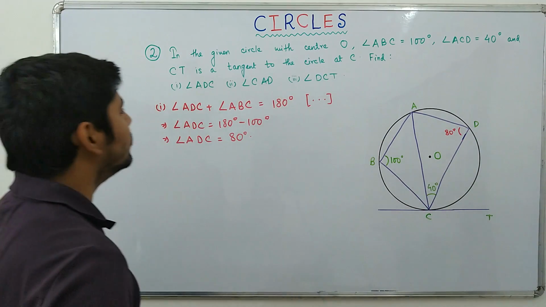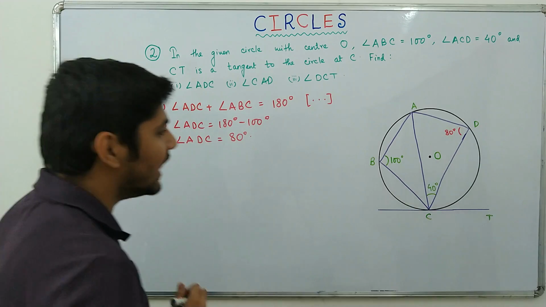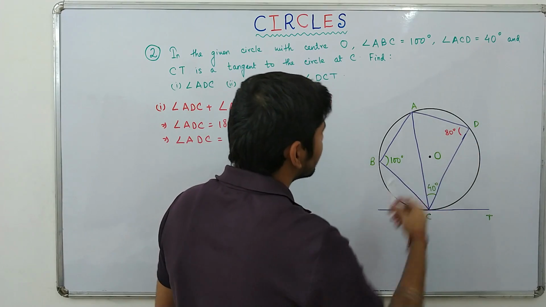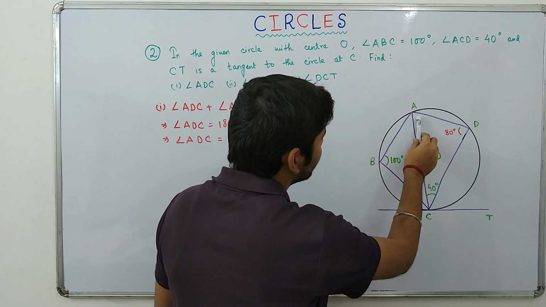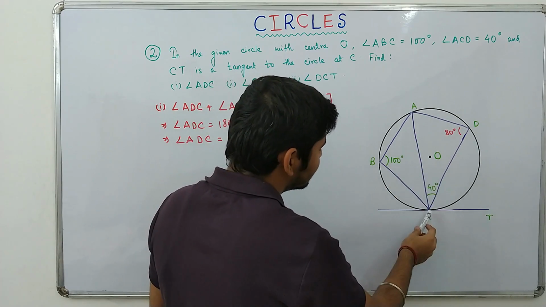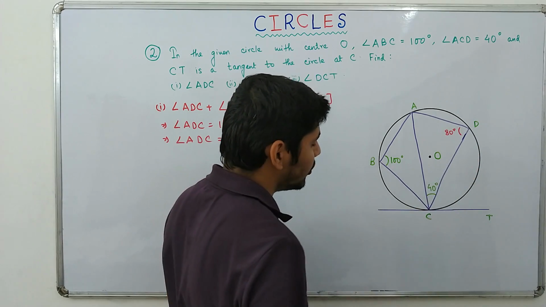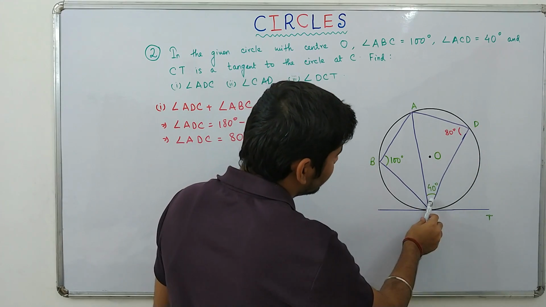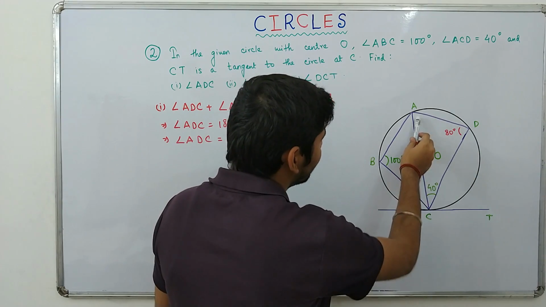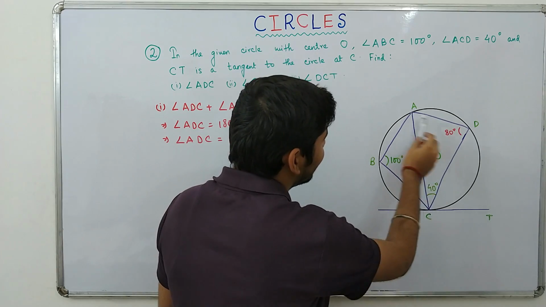In the second one we have to calculate angle CAD. What's that? Angle CAD. That means this angle over here. Now we can see in triangle ACD we know two angles, 40 degree over here and 80 degree over here. So we can easily calculate the third angle, that means angle CAD.